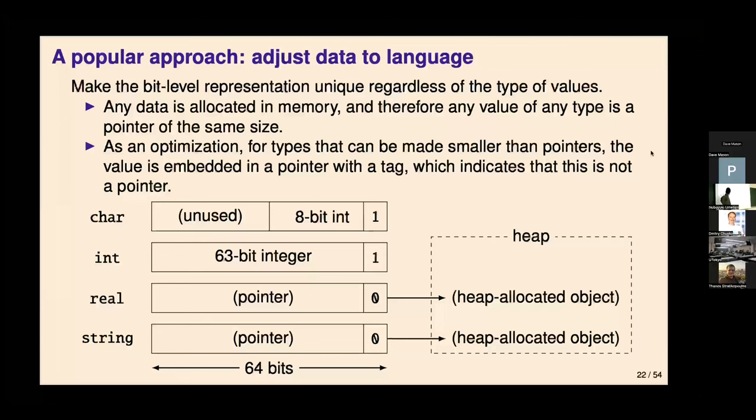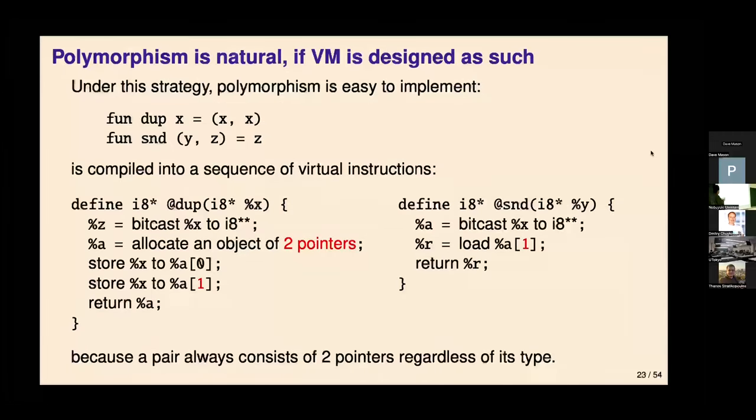So a value of char type is allocated in a memory of 64 bits and only uses the 8-bit portion for it. And the rest of the storage is unused. So this is a very commonly used approach, and under this strategy, polymorphism is very quick and very easily implemented, as you know.